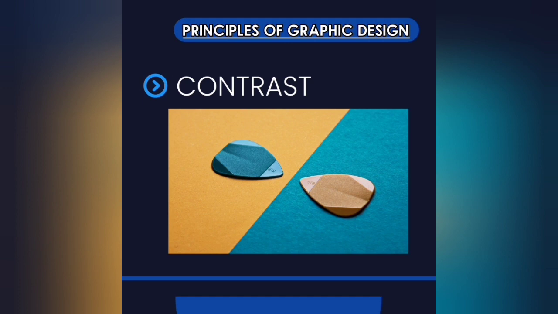Let me give you an example. Contrast has to do with differentiating between light and dark, large and small. Just imagine if the blue diamond shape is on the blue background and the gold diamond shape is on the other side. It will be difficult for you to identify the shapes because of the background, because there's a low contrast. So contrast is essential for maintaining the distinction between similar elements.